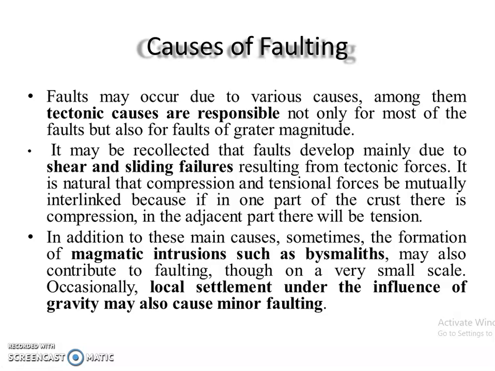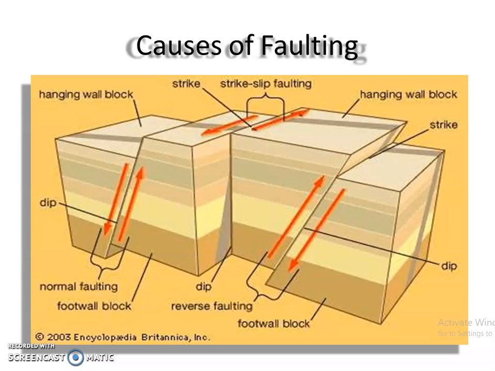The causes of faulting are mainly tectonic plate movement, in particular the shear and sliding failures. This sketch shows all the blocks, the hanging wall block and the footwall block, and the types of faulting also. This is normal faulting, this is reverse faulting, this is strike slip faulting, and the strike is also shown here and the dip is also shown here in a single sketch. Thank you.